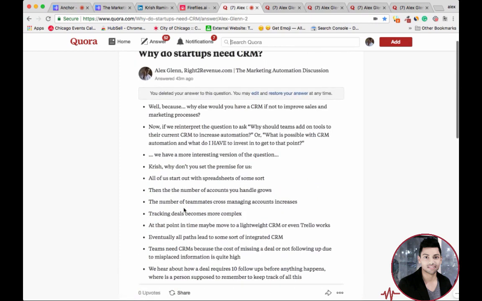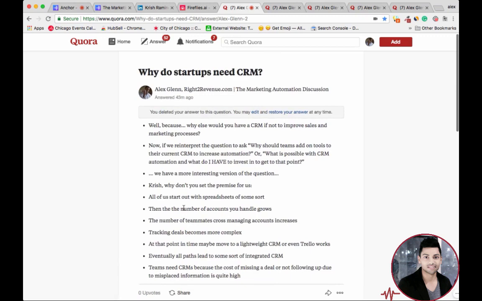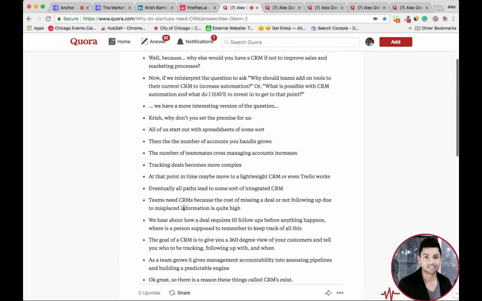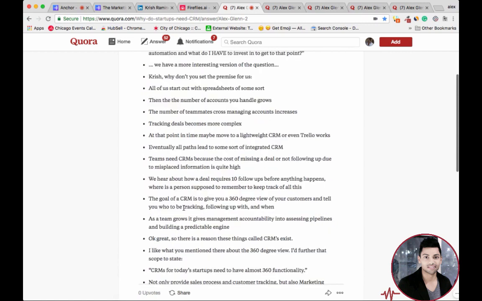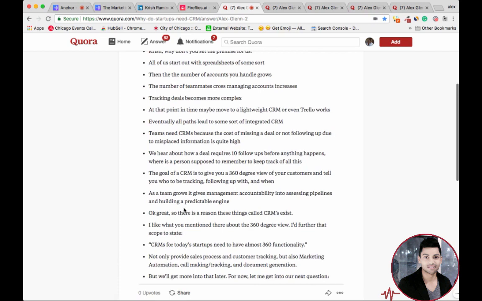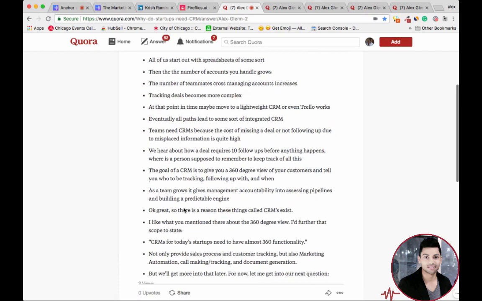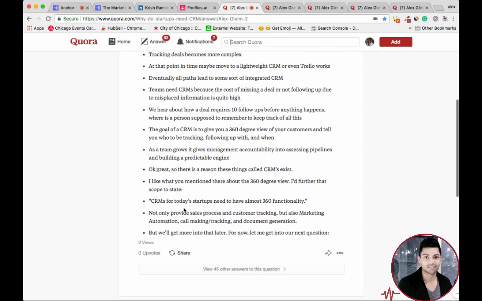We hear about how deals require 10 follow-ups before anything even happens today. Where is a person supposed to remember and keep track of all this information? The goal of a CRM in an ideal world is to give you a 360-degree view of your customers and tell you who to be tracking, following up with, and when. Eventually, all paths lead to some sort of integrated CRM.